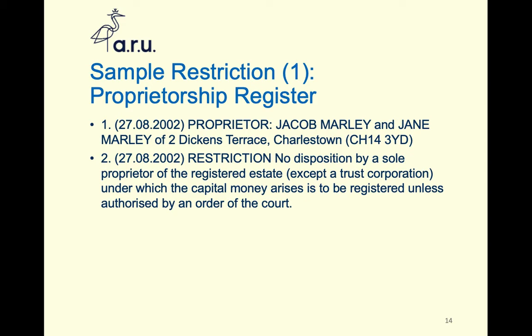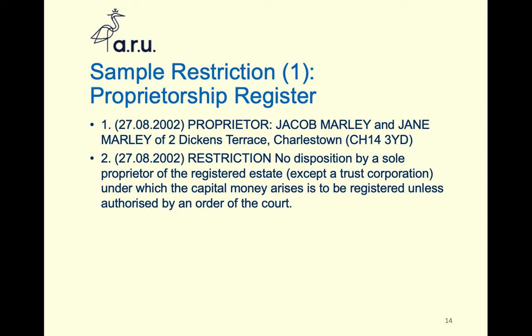So you can look at this example of the proprietorship register. As I say, this is against the person. This is against the fee simple absolute in possession holder. Here we have Jacob and Jane as the true owners. And the restriction placed upon Jacob and Jane is that no disposition by a sole proprietor, so no passing it on by one of them, under which the capital money arises is to be registered unless authorised by an order of the court.